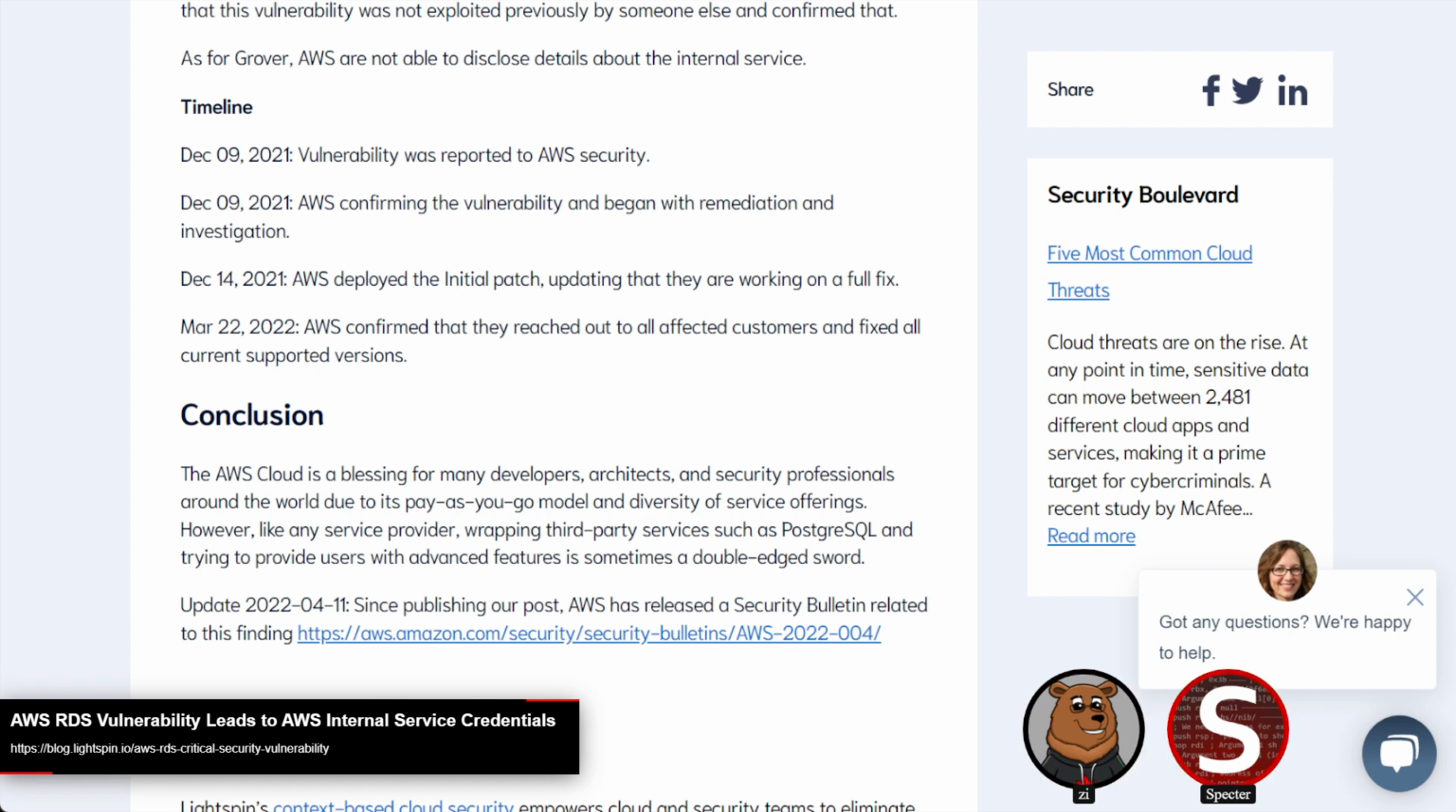Yeah, it's kind of the death by a thousand cuts thing when it comes to the cloud, because there are so many different entry points and vectors that can be abused.